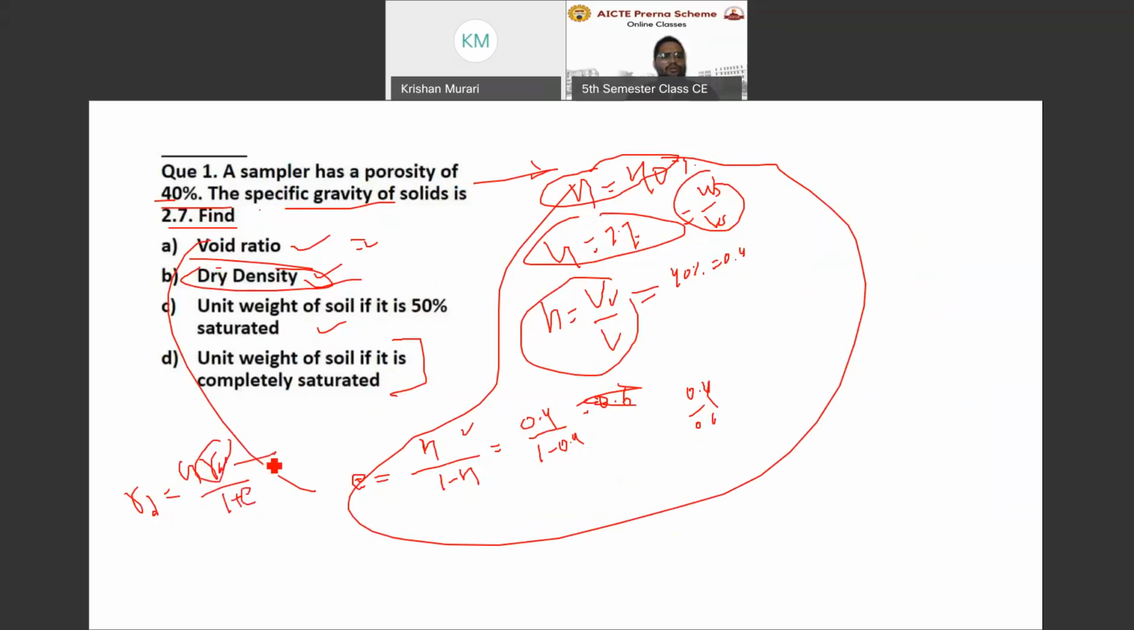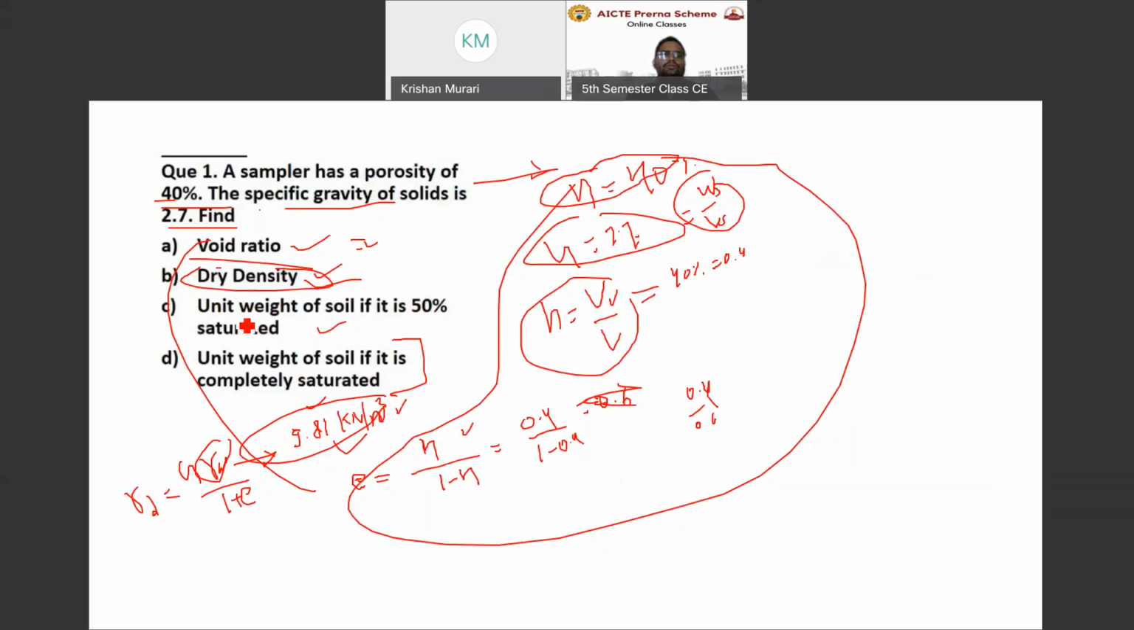If the unit weight of water is not given, you have to remember that the unit weight of water is 9.81 kilonewton per meter cube. That data will never be given to you. You have to remember the unit weight of water. What is the unit weight of water? That is 9.81 kilonewton per meter cube. So I take a pause for a minute. You have to solve it. After that, I will solve it one by one. All these terms: void ratio, dry density, unit weight of soil.